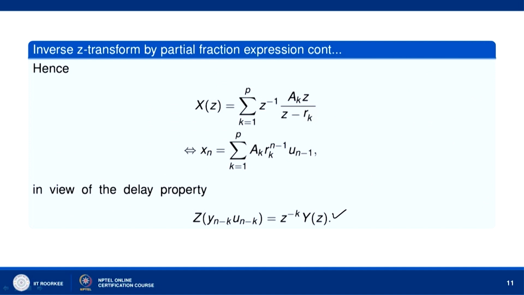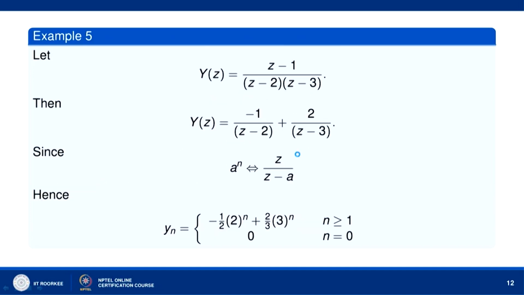So, using this property, the inverse Z transform of this will give you x n equal to sigma k equal to 1 to p a k and Z inverse of Z over Z minus r k. Okay. This will give you r k to the power n minus 1 u n minus 1. So, this is how we can find the inverse Z transform.